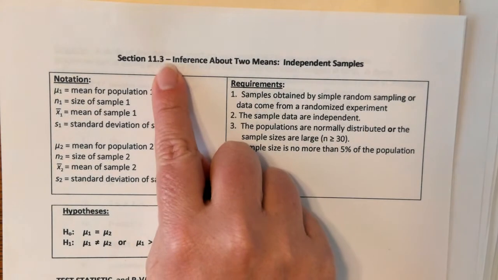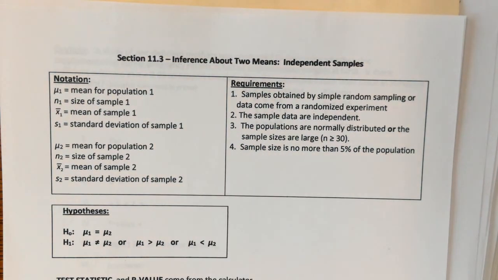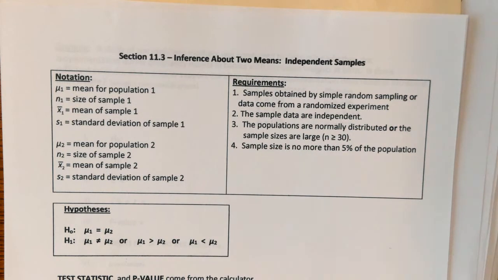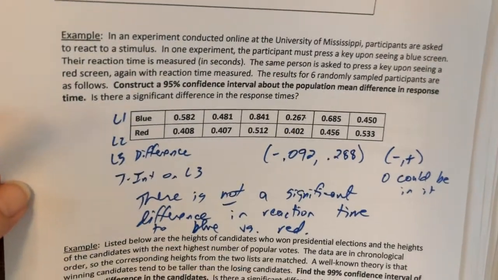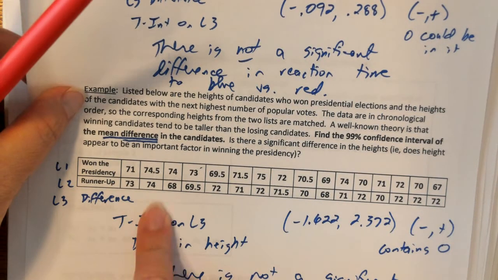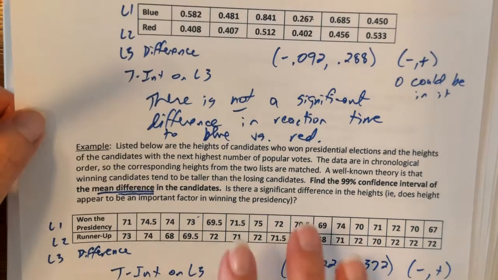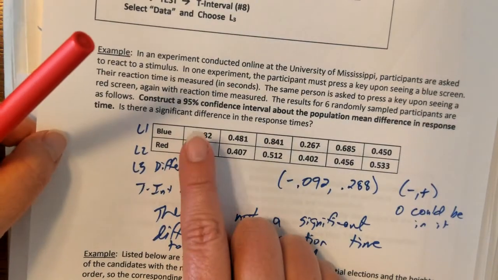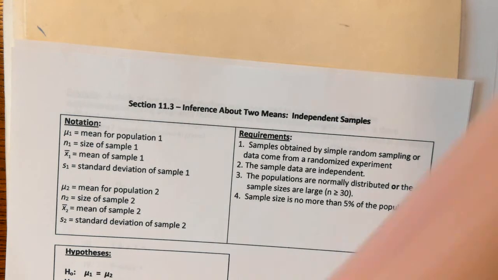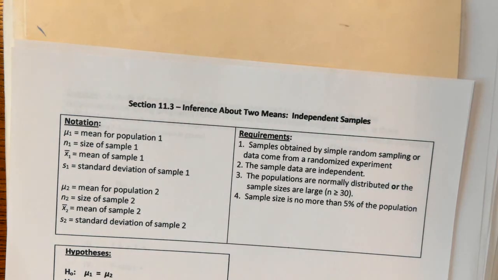In section 11.3, we're going to be looking at two means, but these are going to come from independent samples. They will not be from matched pairs, okay? It will not be comparing who won the presidential election to the loser. It will not be comparing their heights. It will not be comparing the same person, but their response from red to blue. So if they're not matched, it's just two generic different groups. They are not matched together, okay?